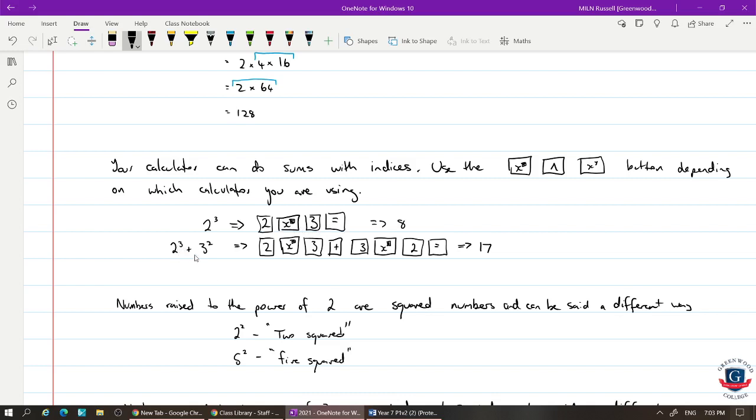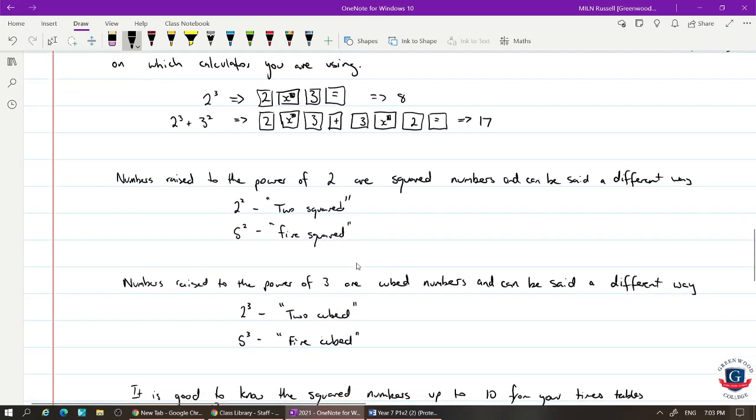If we're doing 2 to the power of 3 plus 3 to the power of 2, 2, X with the box button, 3, plus 3, X with the box button, 2, then equals, and it would give you an answer of 17.